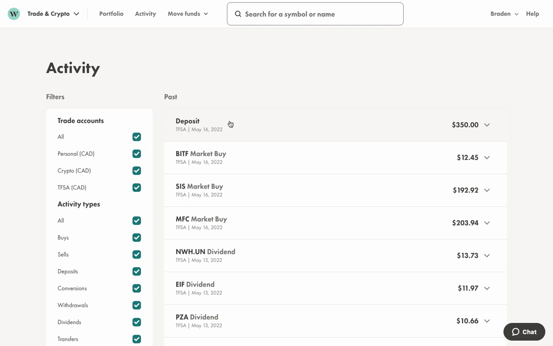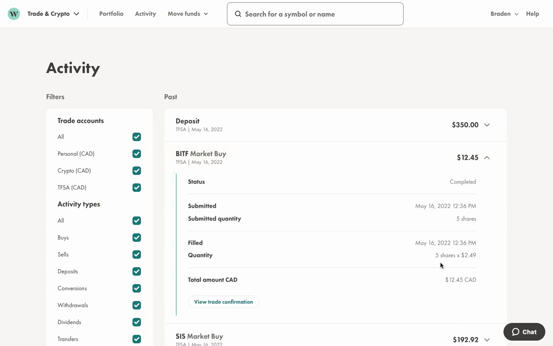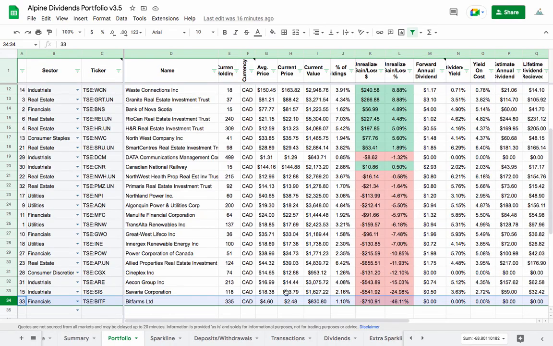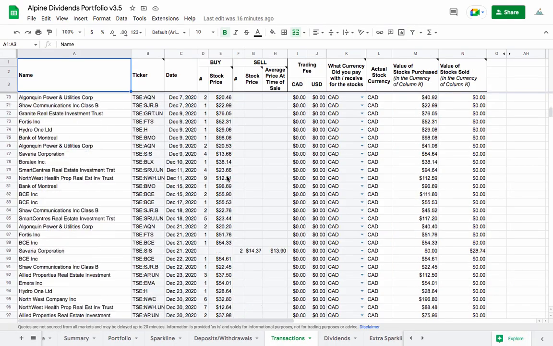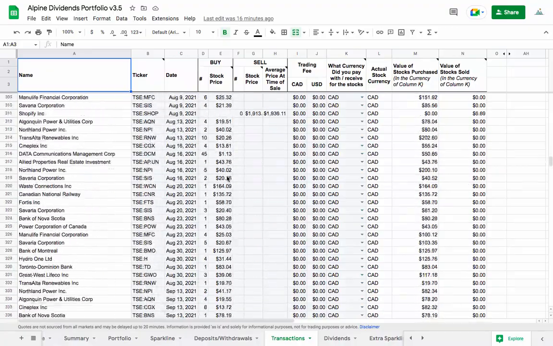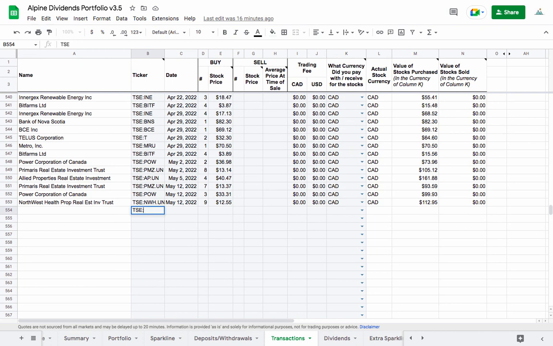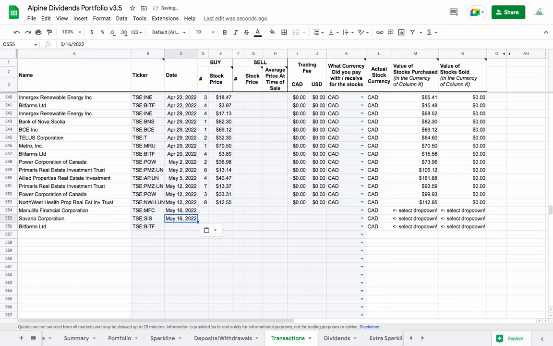So then I just want to check the confirmations here in my activity tab, and for example, I'm going to grab the quantity that I bought of each one and the unit price that I paid, and bring that back into my spreadsheet. So I want to log those in the transactions tab, which is just a giant master list of all the transactions that I've ever made. I want to scroll all the way down to the bottom and just drop them in, exactly as I saw in the activity tab on Wealthsimple Trade.